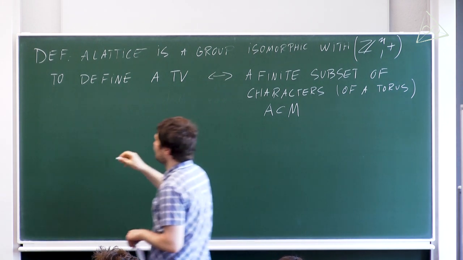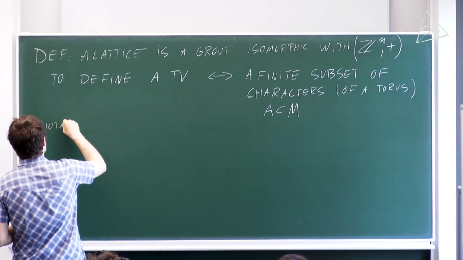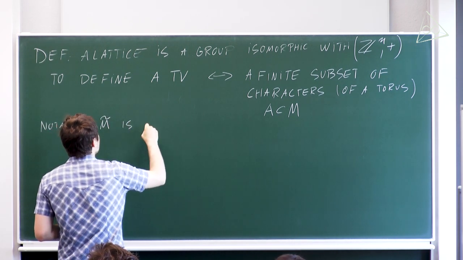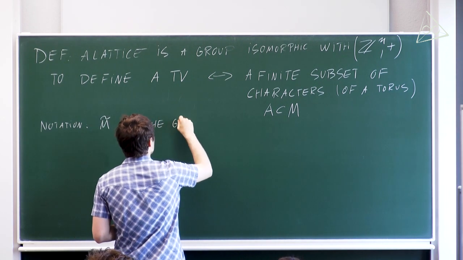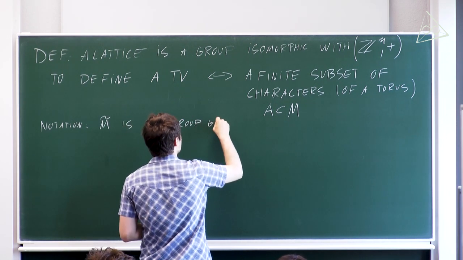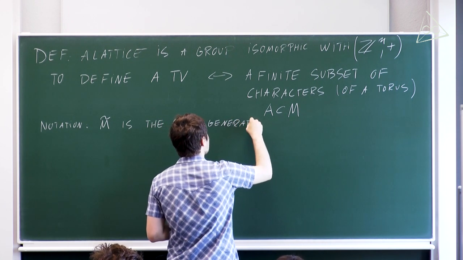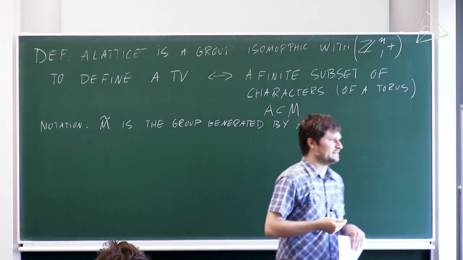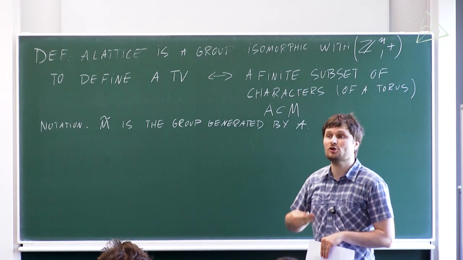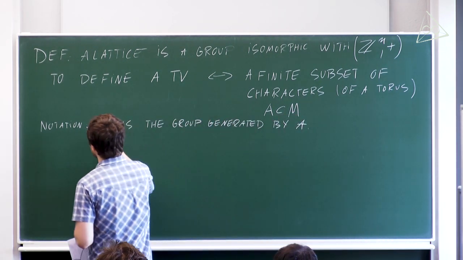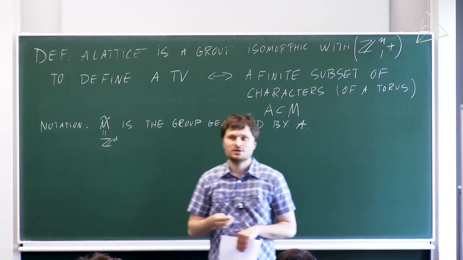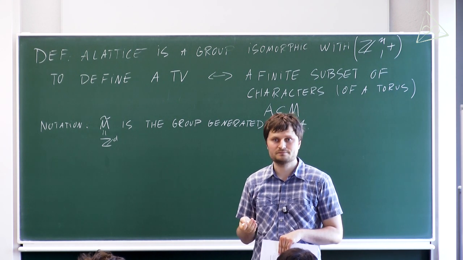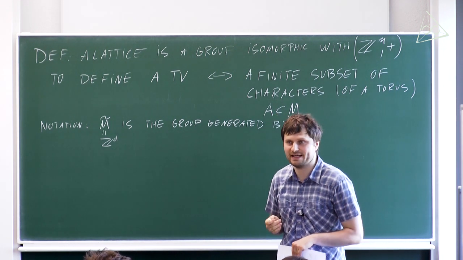And we will use the notation M tilde for the group generated by A. Because this is a subgroup of a free abelian group, it's also a free abelian group. So it also has the structure of Z to the D. As even numbers inside of Z, even numbers as a group, it's also a Z. Yes? When you identify 2K with K.